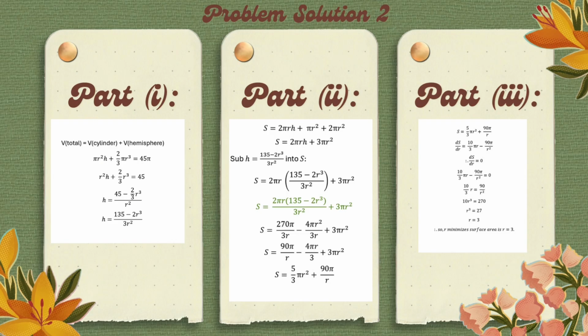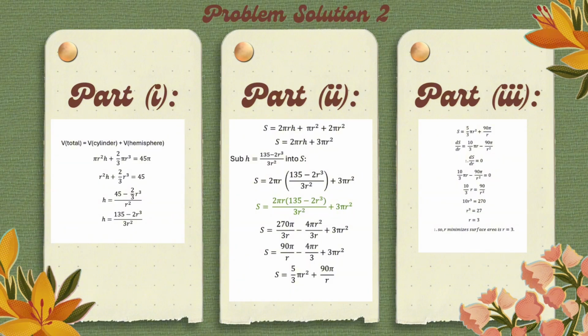First, we use the formula for the total volume of the container. Volume total equal to volume cylinder plus volume hemisphere. Substituting, pi r^2 h plus 2 over 3 pi r^3 equal 45 pi. Dividing through by pi and solving for h, h equal to (45 minus 2 over 3 r^3) divided by r^2. Simplifying further, h equal to (135 minus 2 r^3) over 3 r^2. So, the height h is now expressed in terms of r.